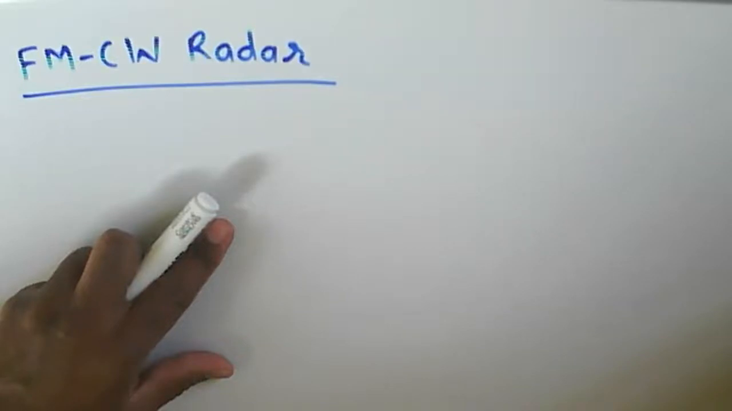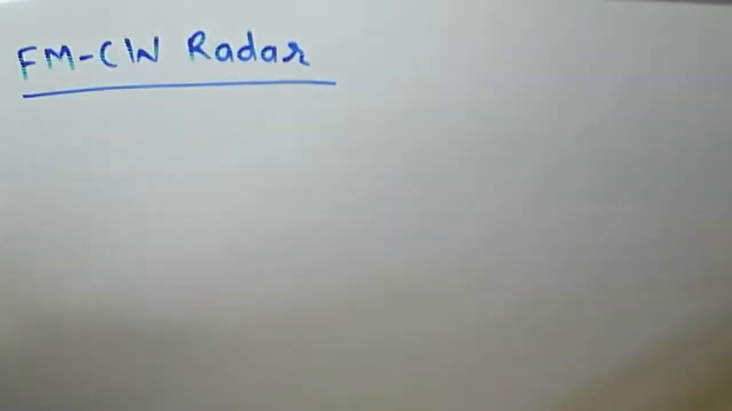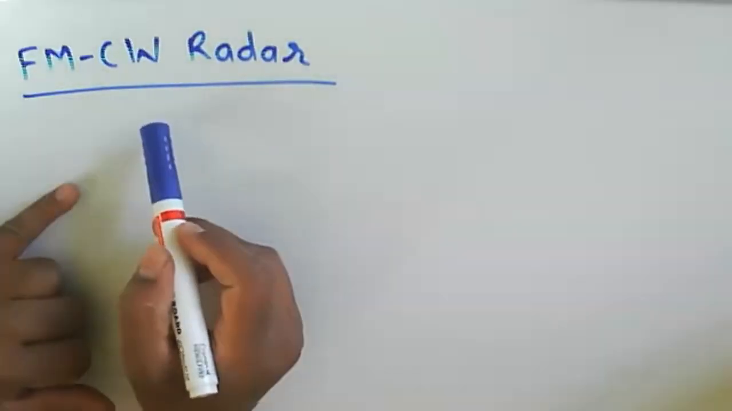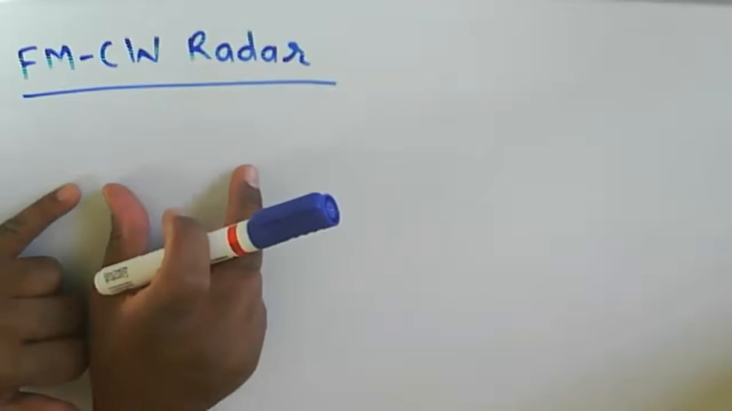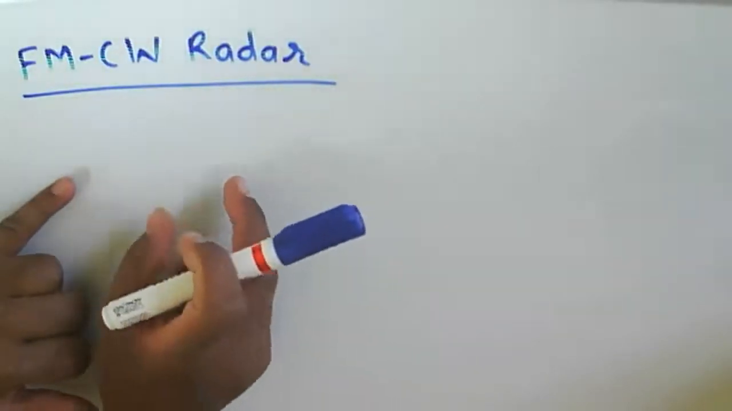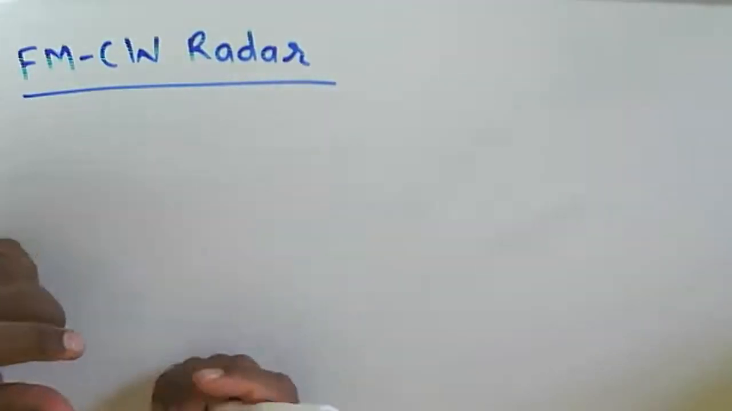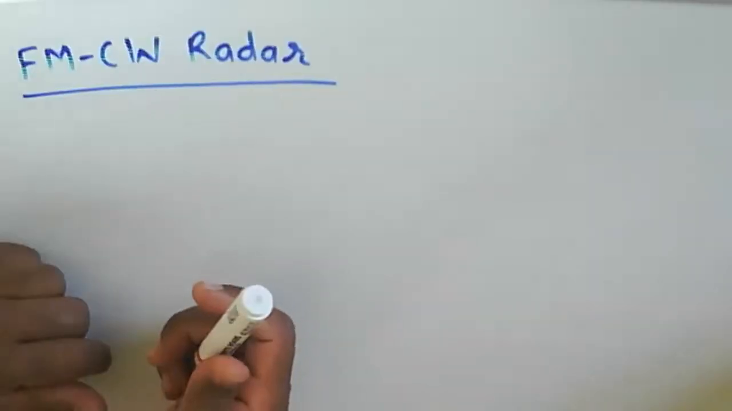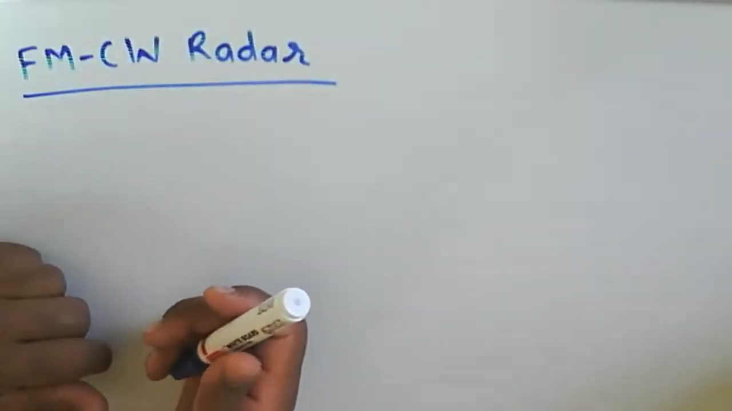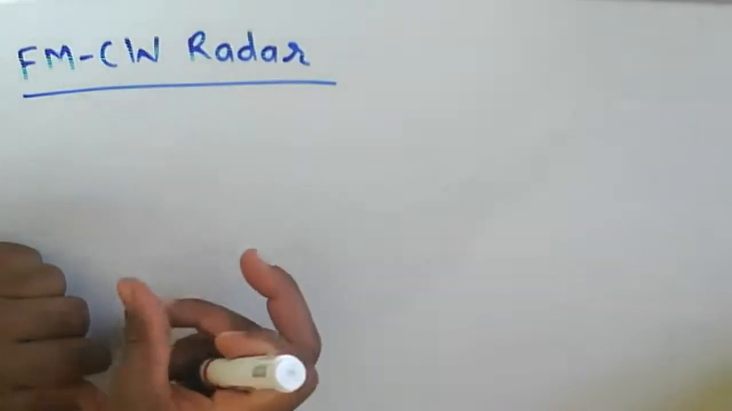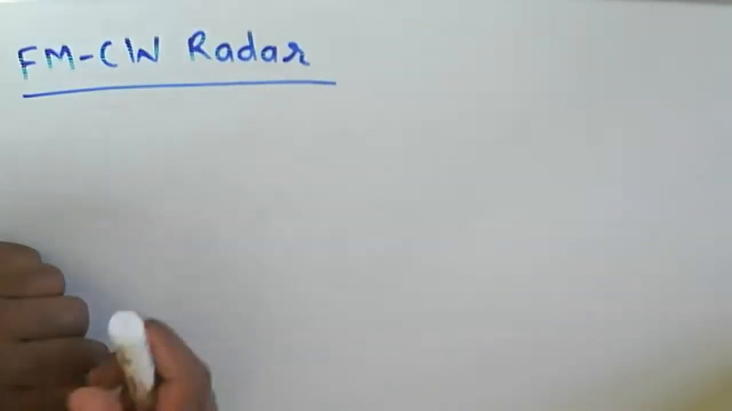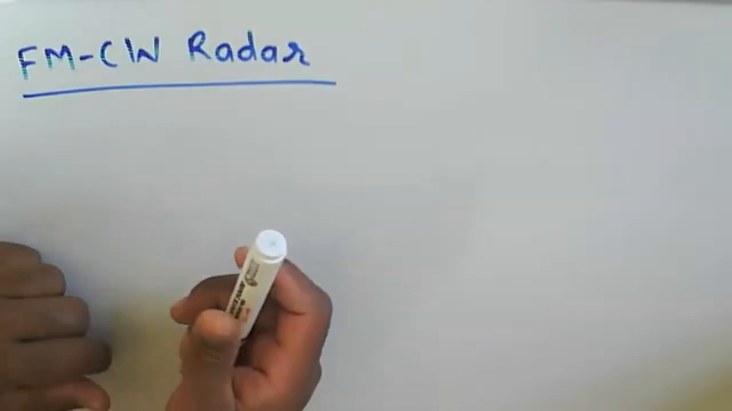Today we continue the discussion on FMCW radar. FMCW radar means what? It is a frequency modulated CW radar. We have seen that in a CW radar there were issues related to bandwidth, and because of that error bandwidth, the sensitivity of a receiver decreases.